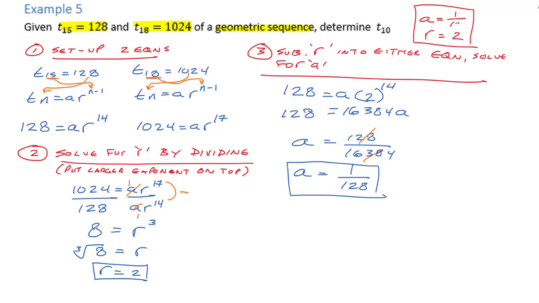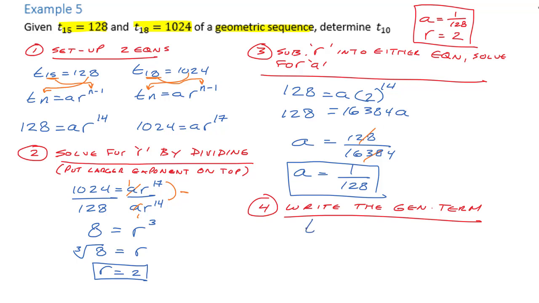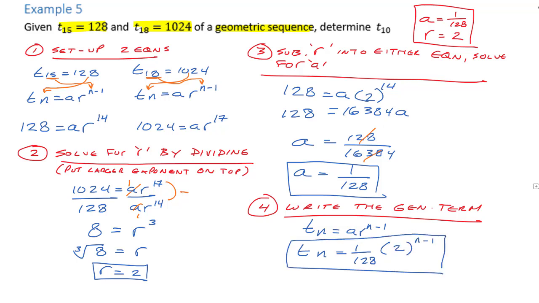There you go. All right, so that's the hard work. That's where in a question like this, most of the work comes from. Actually, there's one more step for most of the work. We have to write the general term. All right, so you know A, you know R. The general term is Tn equals AR^(n minus 1). You just got to fill in those numbers. 1 over 128 times R, which is 2, to the n minus 1. There's your general term.